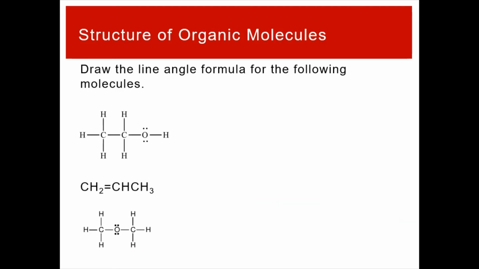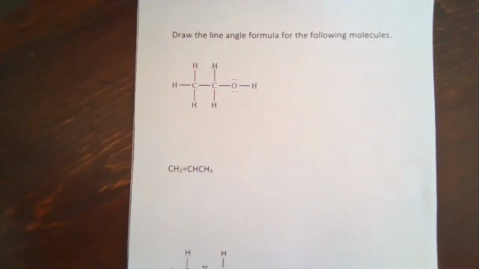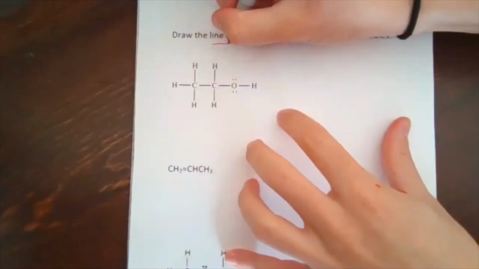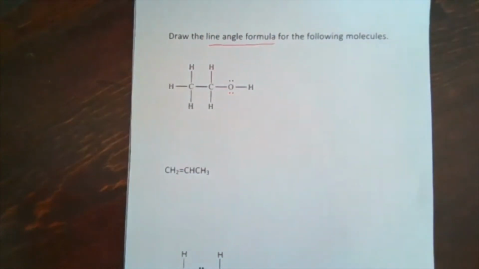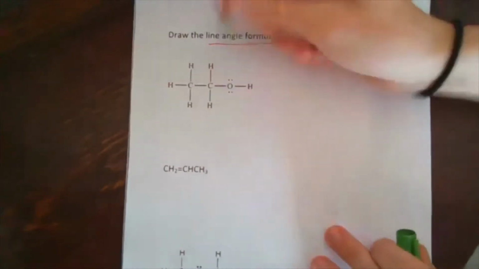So let's look at some examples. Let's draw the line angle formula for the following molecules. We've seen these before. This is ethanol, this is propene, and this is dimethyl ether. We want the line angle formula for these molecules. Line angle formula means we're just going to be drawing lines to convey the bonds between carbon atoms. When we're doing this, we really want to focus on what are my non-hydrogen atoms in a molecule, because that's really the only thing you're going to communicate.